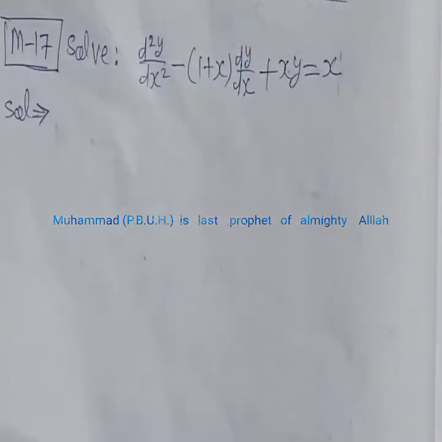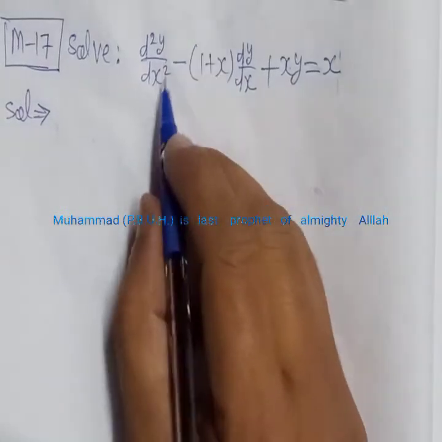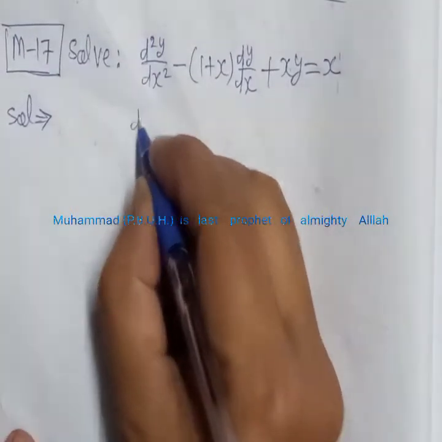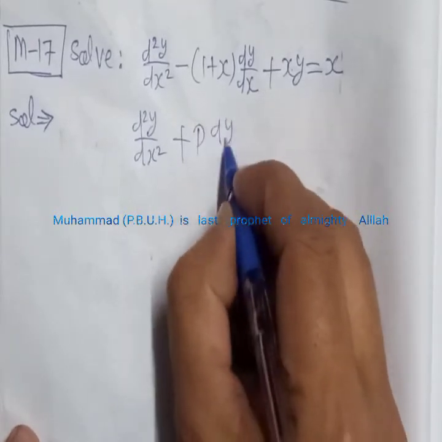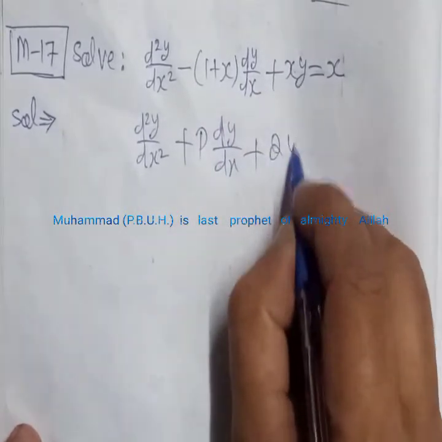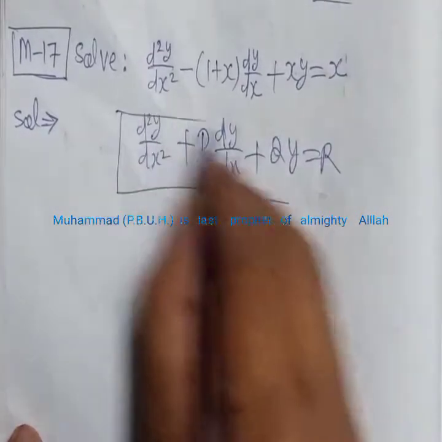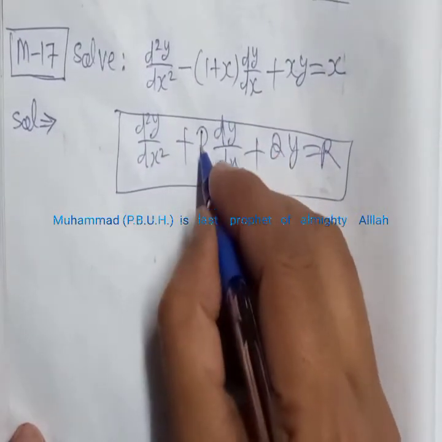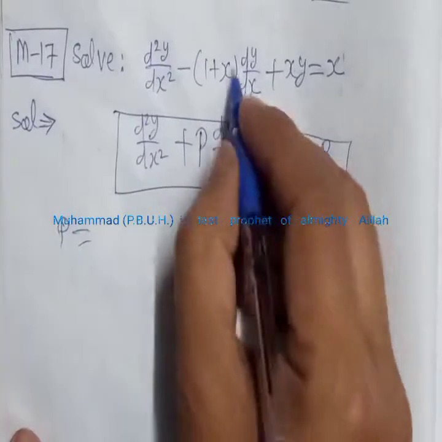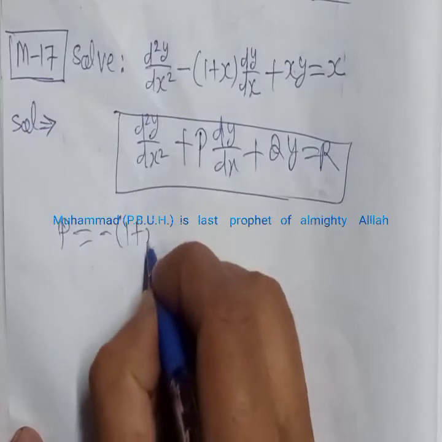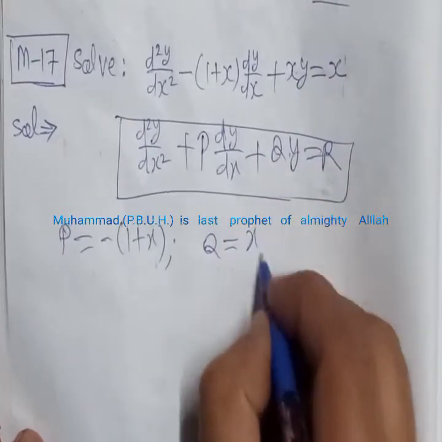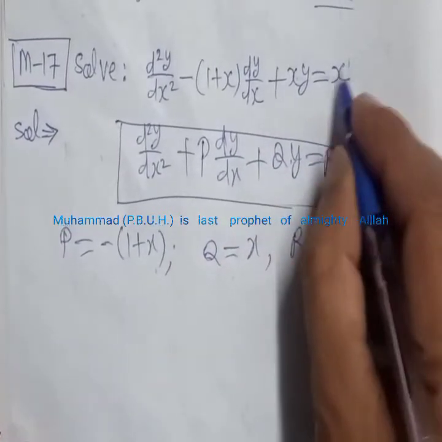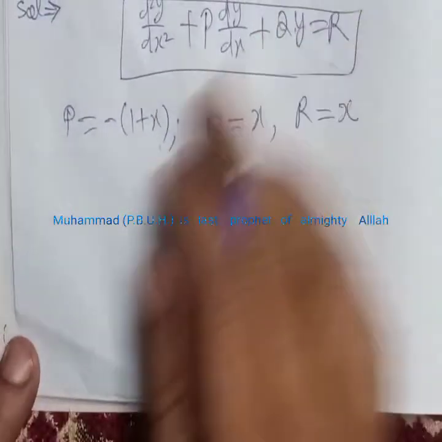So first of all, we find the part of the complementary function. We compare this equation with the standard equation of second order, d2y over dx square plus p dy over dx plus qy is equal to r. So we get here the coefficient of dy over dx, which is p, equal to minus (1 plus x). Also the coefficient of y, which we denote q, is x, and r, which is on the right hand side, is x.